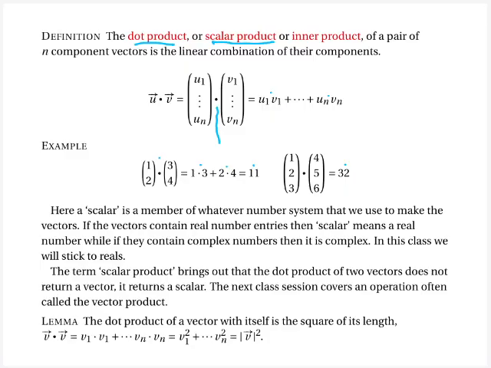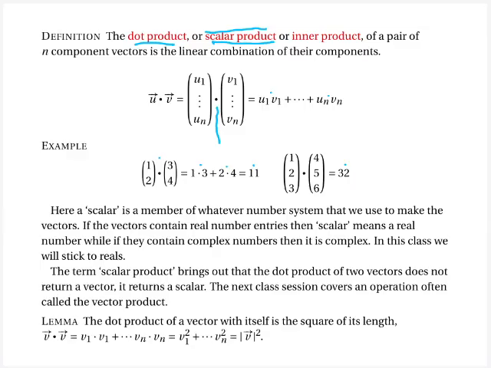Now it says scalar product up here, so I want to refer to the word scalar. Scalar is a member of whatever number system we use to make the vectors. If the vectors have real number entries, like they do in this course, then scalar means a real number. If the vectors have complex number entries, like they might in a linear algebra course, then a scalar will mean complex numbers. And in this class, we stick to reals. Scalar is because those are the things that are used to rescale a vector. But anyway, it's just a word.